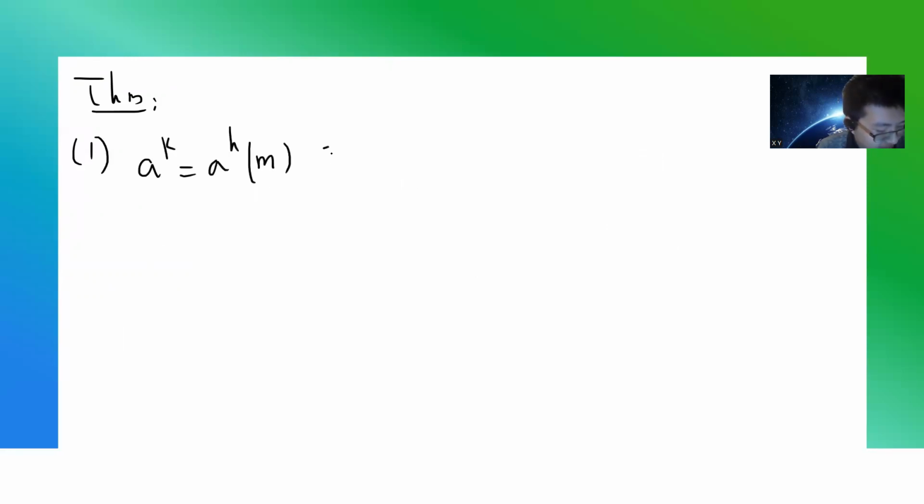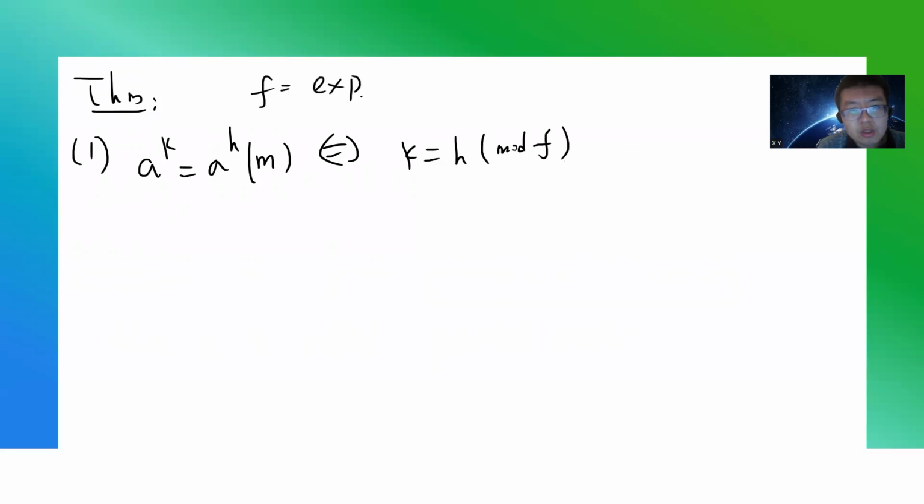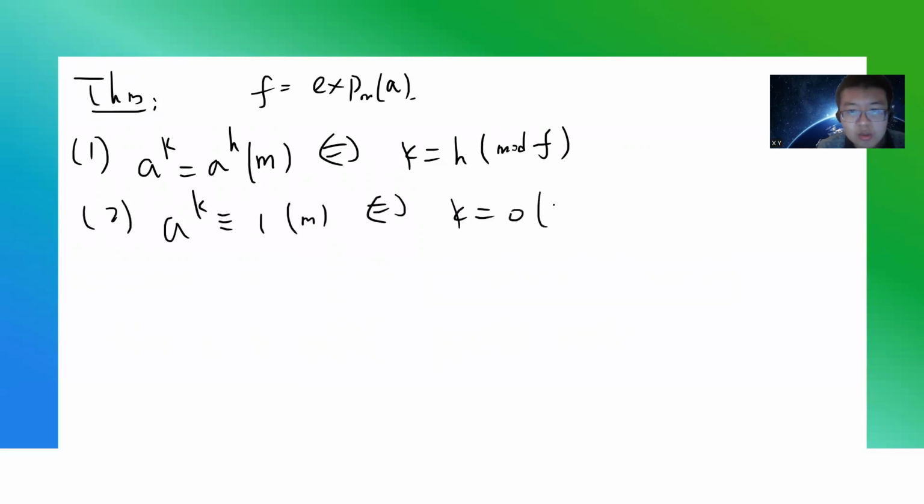A very trivial theorem is that a to the k equals a to the h mod m if and only if k is h mod f, where f is the exponent. And a to the k is 1 mod m if and only if k is 0 mod f.